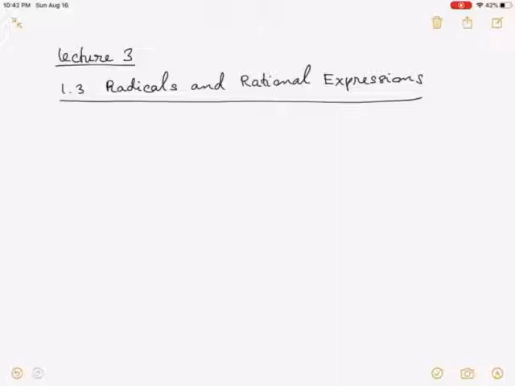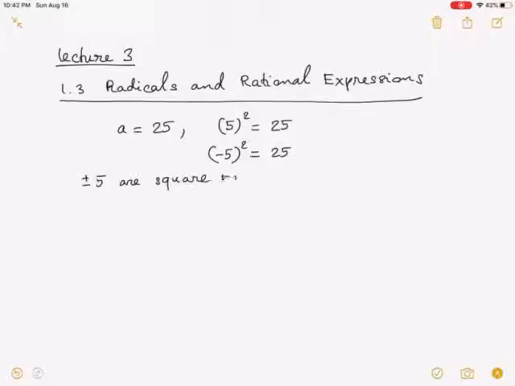For example, if a equals 25, then 5 squared is 25, and negative 5 squared is also 25. So 5 plus or negative 5 are square roots of 25.